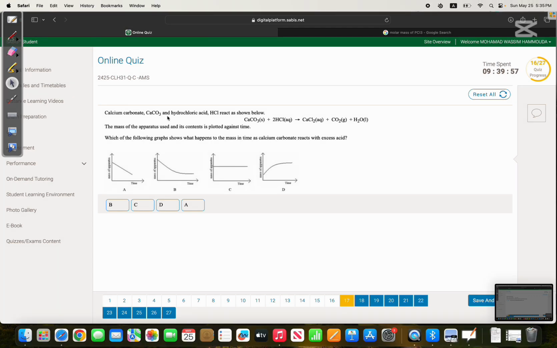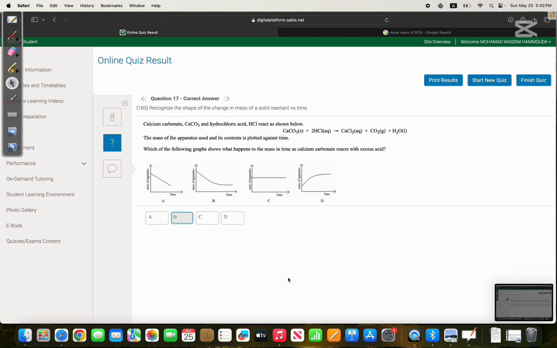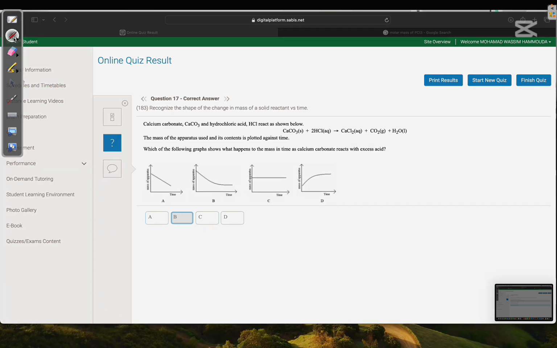Calcium carbonate, CaCO3. Which of the following graphs shows what happens to the mass in time? Guys, do not get confused with the graph of the last question. The mass decreases because CaCO3, calcium carbonate, is a part of the reactants. So the longer the reaction continues, the less the mass will be, because the bonds are breaking. So the mass of calcium carbonate will decrease, resulting in the graph looking something like this.